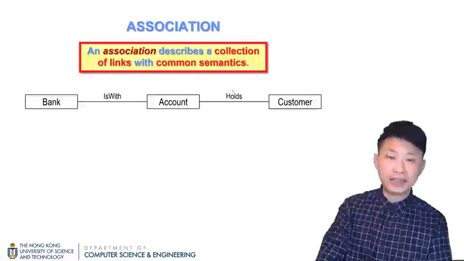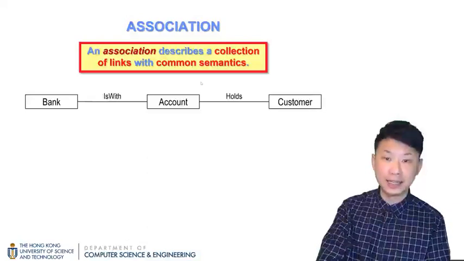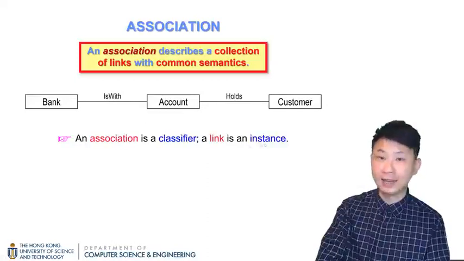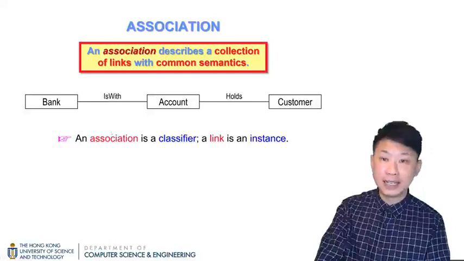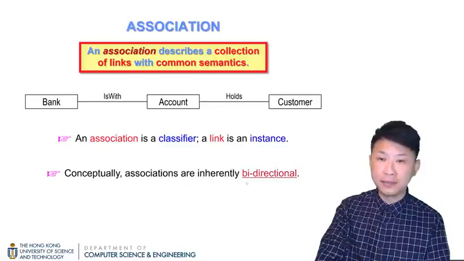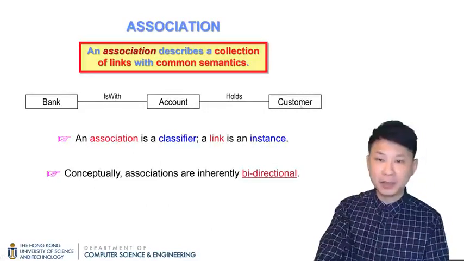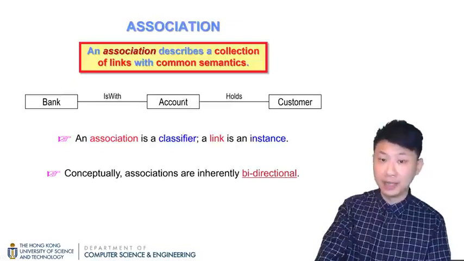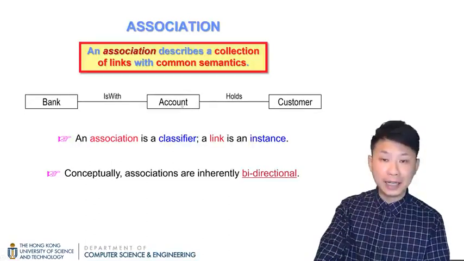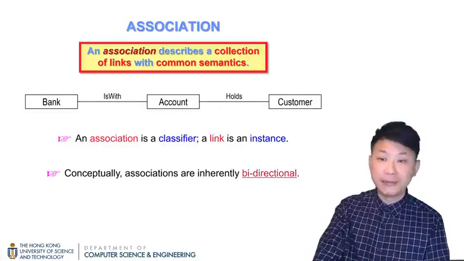An association describes a collection of links. This is what we mentioned in the previous slide. So we try to perform classification and classify all the instances of the links as an association. Conceptually, associations are inherently bidirectional. That means an account is somehow associated with a customer, and the customer may hold different accounts. So they are bidirectional. For example, an account is going to be held by a customer, and then the customer holds different accounts. It's going to be bidirectional.